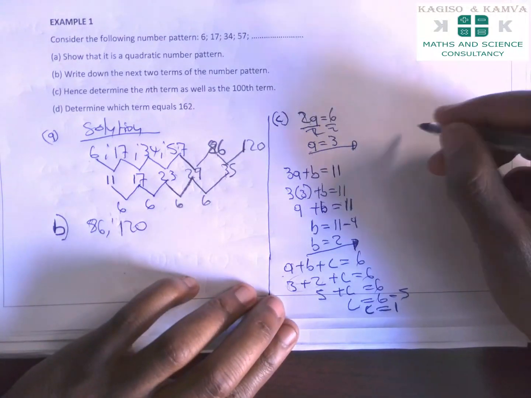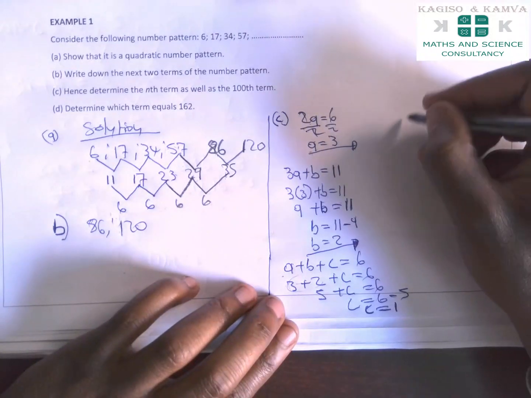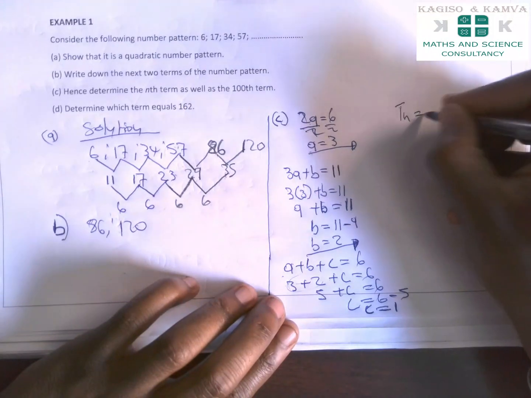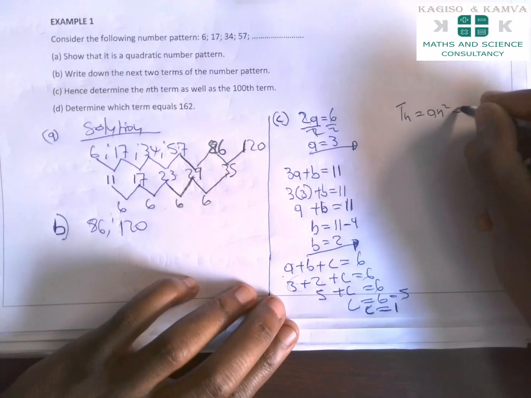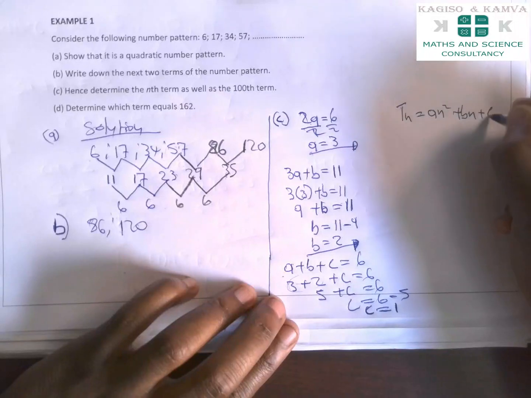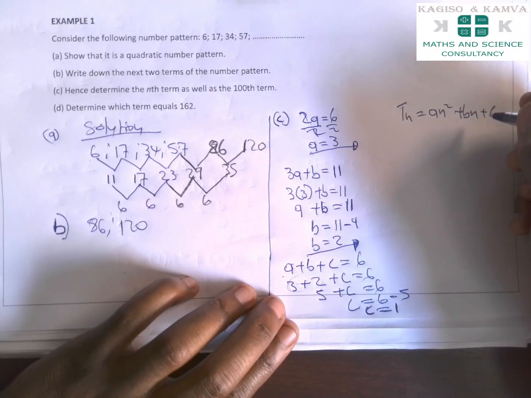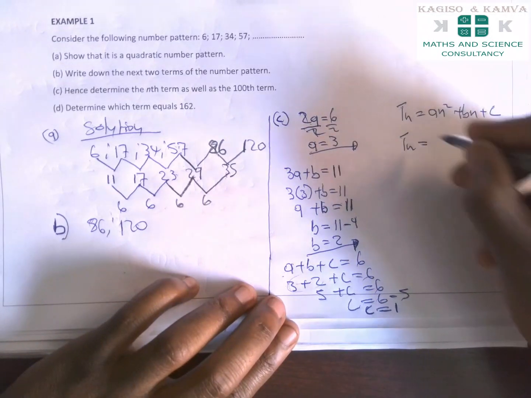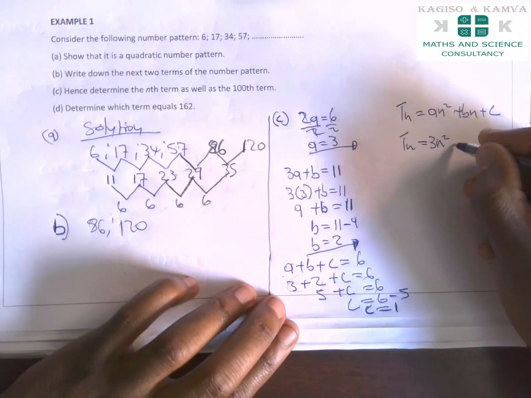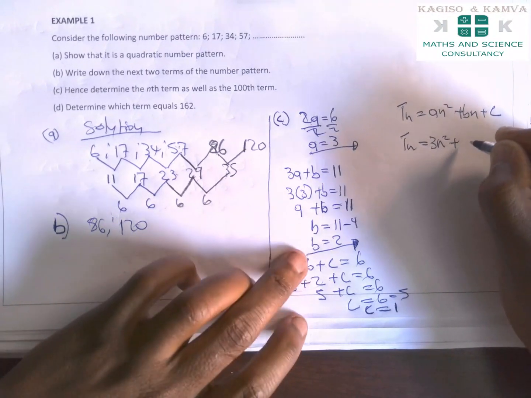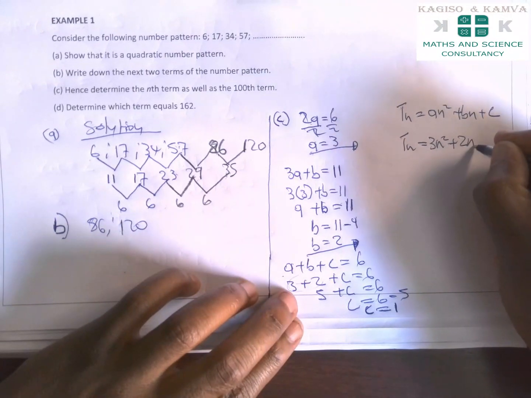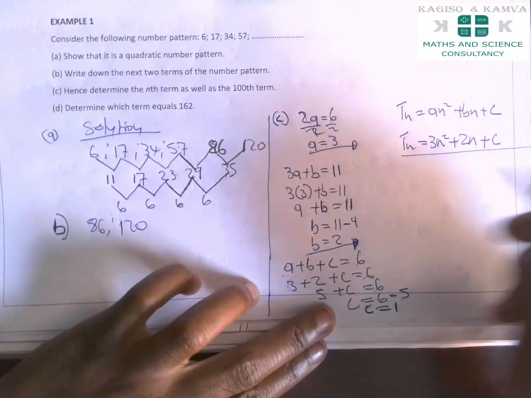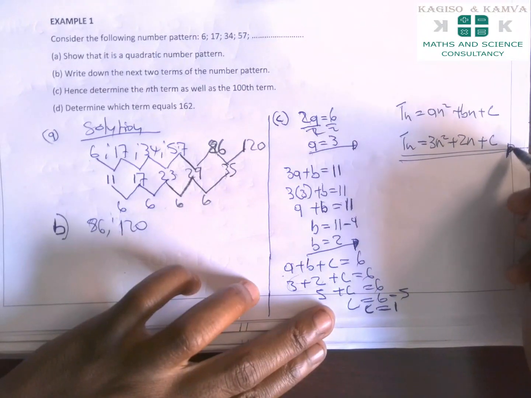So our general term Tn is equal to an squared plus bn plus c. So our Tn, which is the nth term, is going to be 3n squared plus b is 2, 2n, plus c is 1, plus 1. This is going to be our nth term.